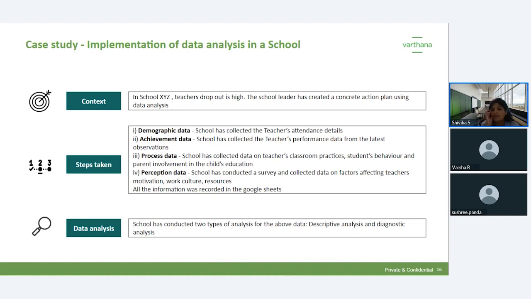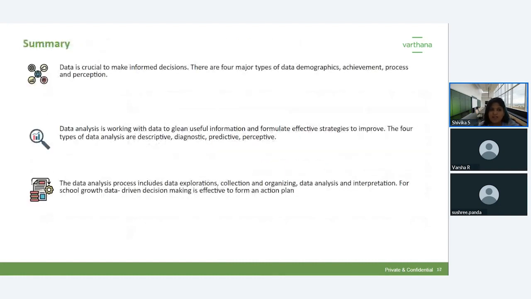So you can have both this descriptive and diagnostic analysis to understand that these sets of teachers are leaving my school, and why they are leaving. I hope this session has added value, and shown how data plays a major role in coming up with key insights and working around them. So let's move on and see what we have covered in today's session.